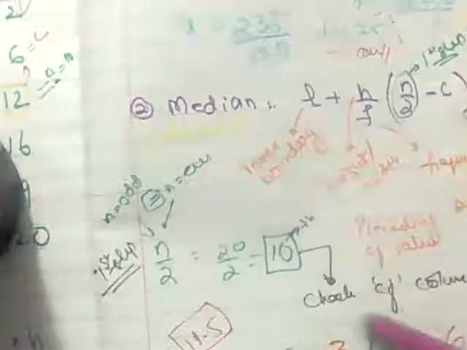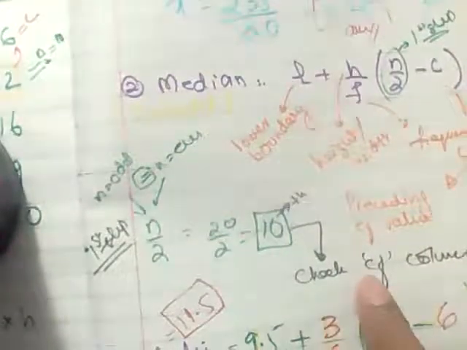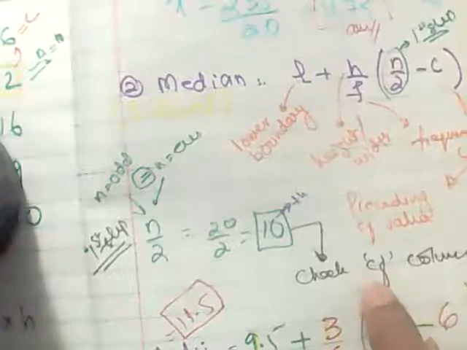The row where this value is lying. Where do you check it? In the CF column. Please remember I wrote CF here. Don't check it in the frequency column. This is the common mistake that students make. They check this number 10 somewhere in the frequency column and say, okay, we are not finding it. So do check it in the CF column.